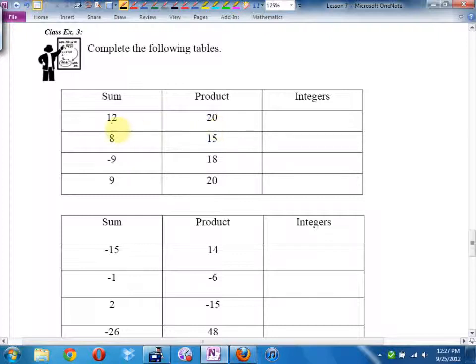Multiplies to 20, adds to 12. Always start with the times part first because there's way less combinations. What numbers multiply to 20? I'm thinking 1 and 20, 2 and 10, 4 and 5. Which ones of those add to 12? What numbers multiply to 15 and add to 8? What numbers multiply to 18 and add to, careful, negative 9?